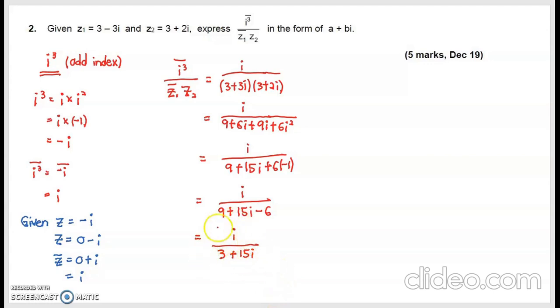So this one is still in rational form, or division of complex numbers. Next, we should multiply by the conjugate of the denominator. Now the denominator is 3 plus 15i, so the conjugate of 3 plus 15i will be 3 minus 15i. Same for the numerator, 3 minus 15i.